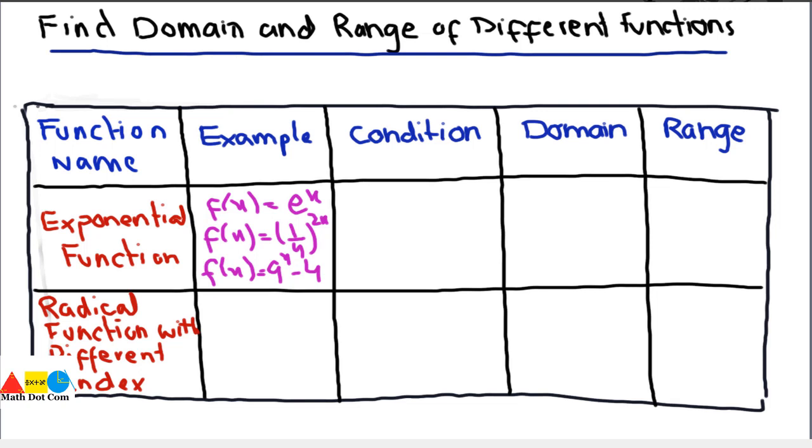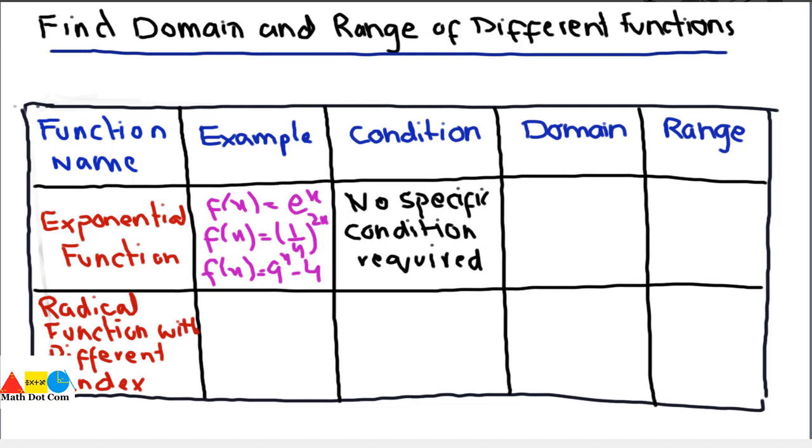Now keep this in mind that there is no condition required for such functions. As we have seen in our previous few functions that there is a condition required for them. So there is no specific condition required for the exponential functions. So how can you find the domain in such a case? In such a case, it is clear that the power of the base could be any, that is e raised to power x, 1 by 4 raised to power 2x, 9 raised to power x minus 4.